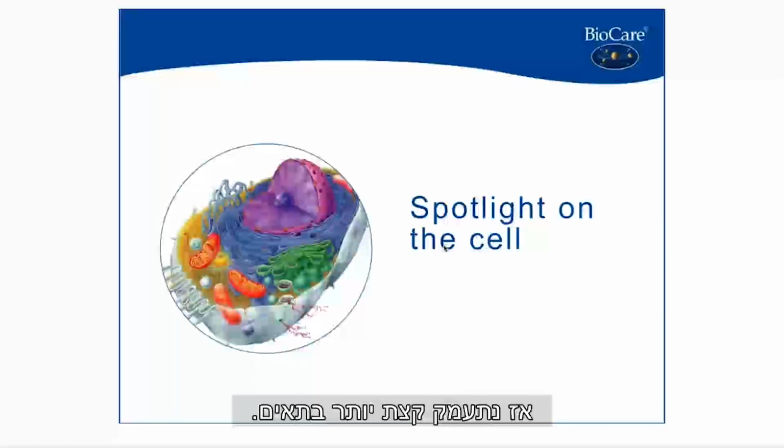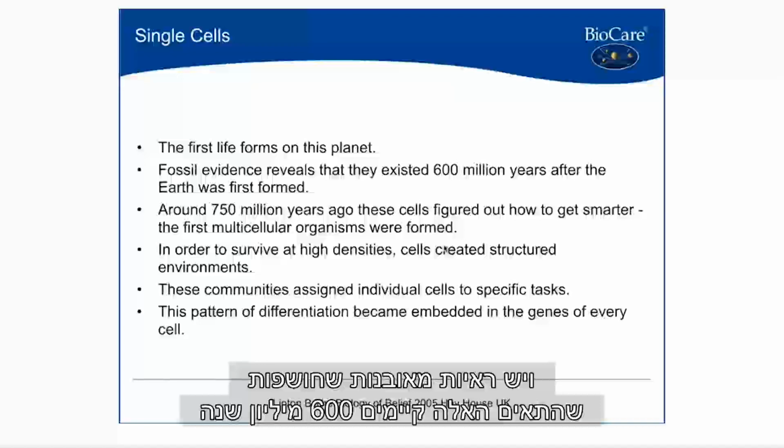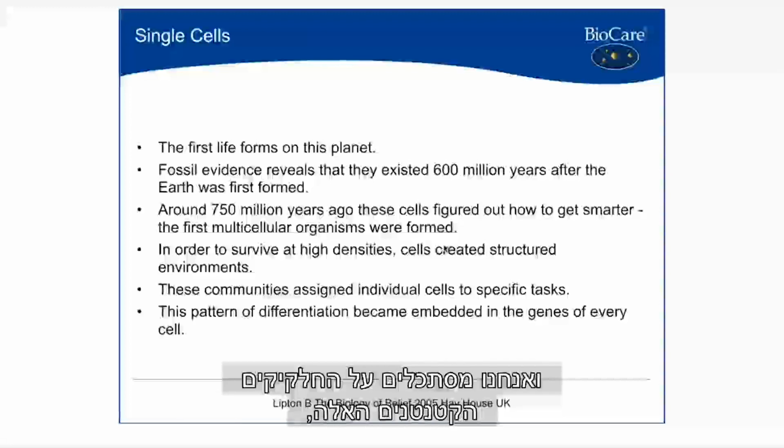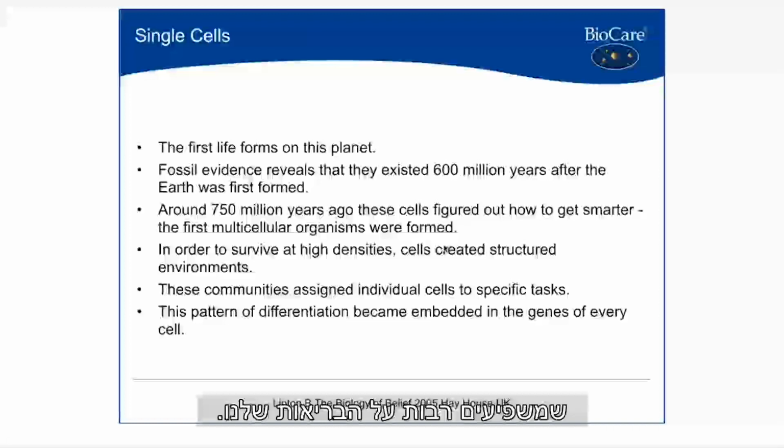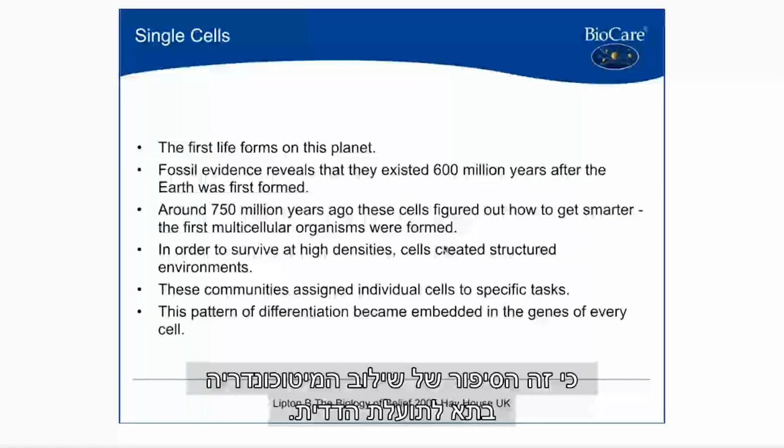So we're going to dig into the cells a little bit more. Our body has many, many cells, and we have fossil evidence that reveals that these cells existed for 600 million years. We look at these tiny, minute particles that have an incredible amount of power over our well-being. There is a book called Life, The Journey of a Mitochondria, and I strongly recommend it because it's the story of how mitochondria were integrated into a cell for mutual benefit.